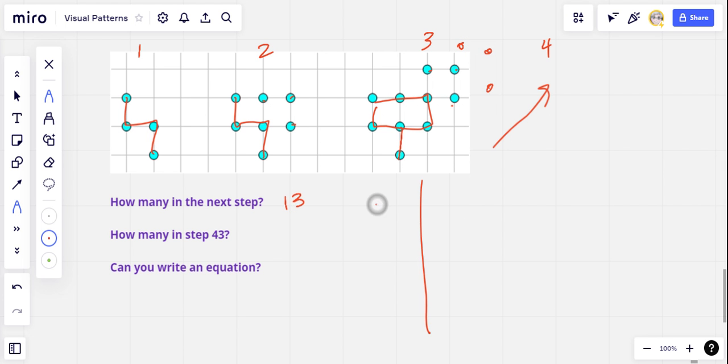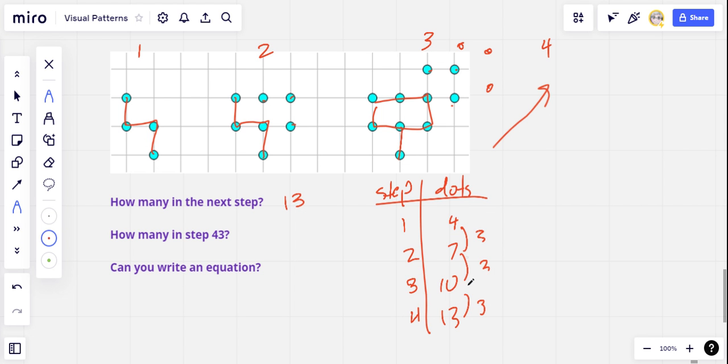But let's actually just list all of the steps and all of the numbers of dots so we can analyze these numbers carefully. So it looks like in step one there are 4. In step 2 there are 7. In step 3 that's 10. And we're predicting in step 4 that there are 13. Once we've got everything listed, we can find the differences between each step. So 7 minus 4, that's 3. 10 minus 7 is 3. 13 minus 10 is 3. And this 3 coming up again and again for the difference should make sense. We're adding 3 dots each step, so the difference between each step is going to be 3.